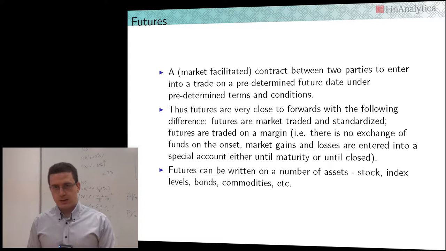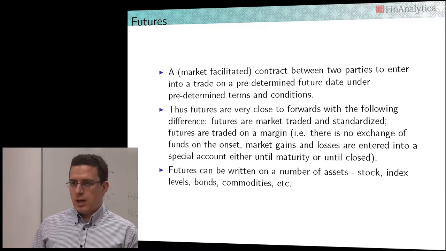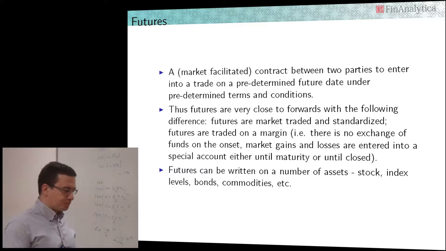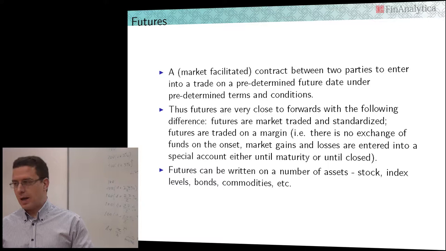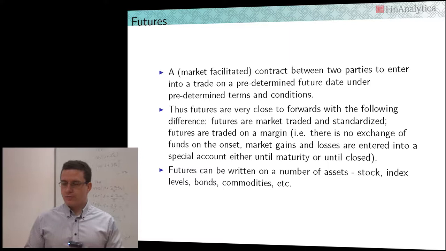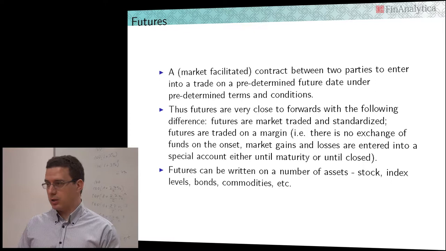The execution is different. Again, you agree today that you're going to exchange something on a future date. The main difference is there are two, actually. One, it's exchange or market facilitated. It's not a contract between two parties. For a forward, I can meet with whomever I want and we can strike a forward contract. For a future, you actually have a standardized way of doing things like this, and the exchanges usually govern that.